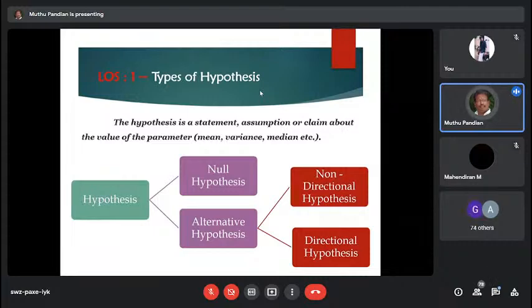Whenever you want to set the null hypothesis, that statement should not be further questionable. If I am saying a certain statement, it should not be further questionable. If this characteristic is there, then only it will be called a null hypothesis. For example, in this workshop, there are a lot of participants.